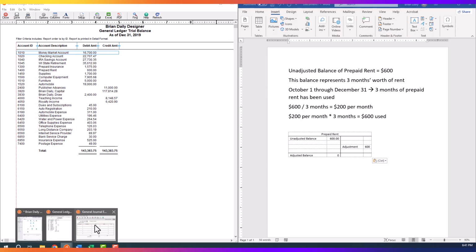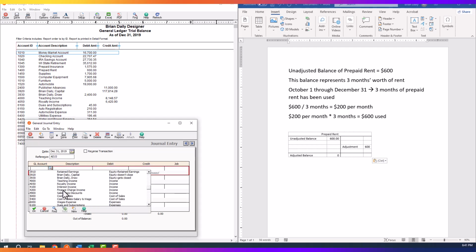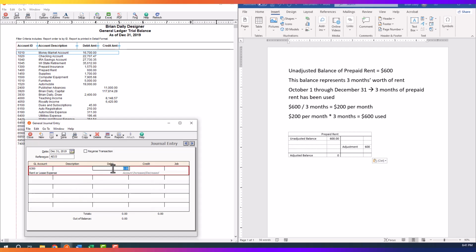So I'm going to go back to my journal entry screen and record that. Now, since that's the credit account, I cannot select that first. I have to think of the debit account. Well, the reason why this is being decreased is because we used the space that the landlord provided. We got the idea of consumption or use again. So we should have an expense account for rent, and I believe that we do. It's account number 6,300 rent or lease expense. We're going to debit it for the amount used, which was 600, and then that asset prepaid rent is going to be reduced by crediting it for 600.